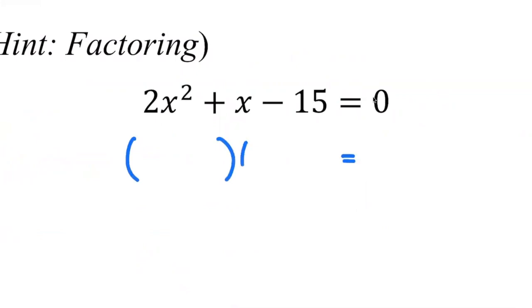And we will factor, and this is a prime number, which is excellent. We have 2x and x. That gives us 2x squared. And then we think about, what two numbers would get us negative 15?